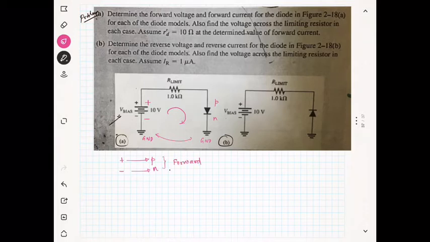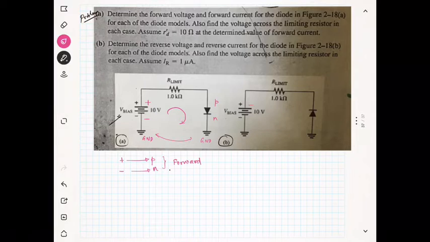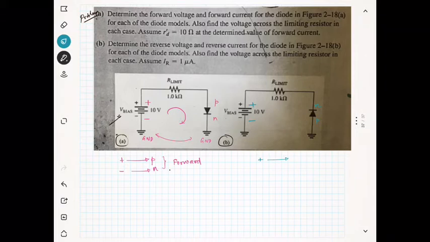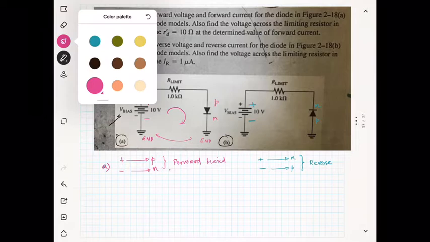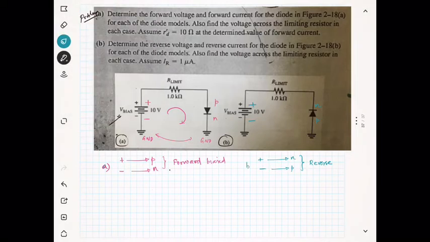Okay, now in the second case you can see the positive of the battery is connected to the n-type semiconductor and the negative of the battery is connected to the p-type semiconductor. That means the positive is connected to n and the negative is connected to p. That means it is reverse bias. So the first figure, figure A, is a forward biased circuit, and the second figure is showing a reverse biased diode.